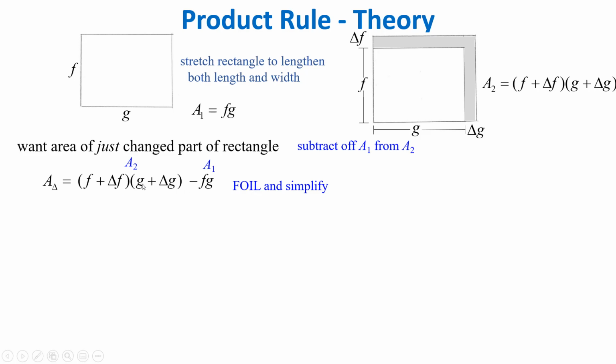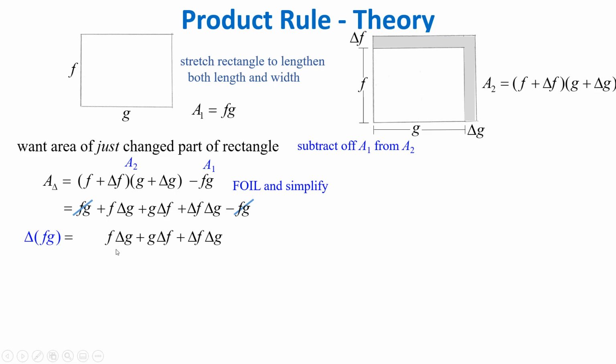I'm going to simplify this. I'll start by foiling the binomials. The result will be f times g plus f times delta g. And I'll write this next one as g times delta f. And then the last will be delta f times delta g. And I'll bring down the minus f times g. These are like terms, so the fg's will cancel out. And I'll write the change in area a different way. I'll write it as A delta. In other words, how much this has changed. And then I have 3 terms left. I'll just copy them back down: f times delta g plus g times delta f plus delta f times delta g.